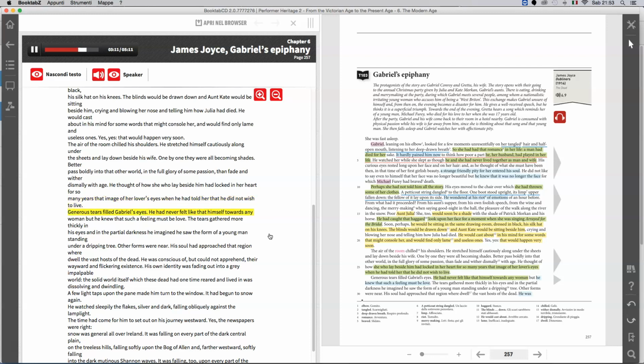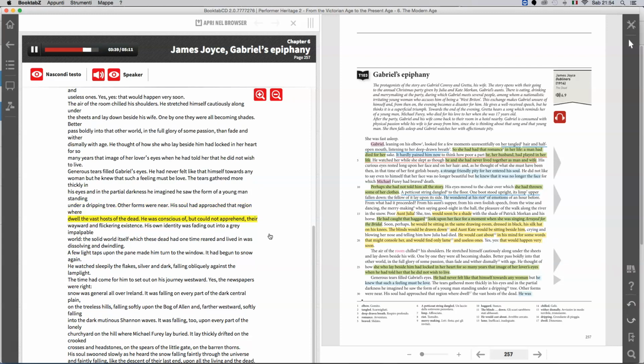Generous tears filled Gabriel's eyes. He had never felt like that himself towards any woman, but he knew that such a feeling must be love. The tears gathered more thickly in his eyes, and in the partial darkness he imagined he saw the form of a young man standing under a dripping tree. Other forms were near. His soul had approached that region where dwell the vast hosts of the dead.